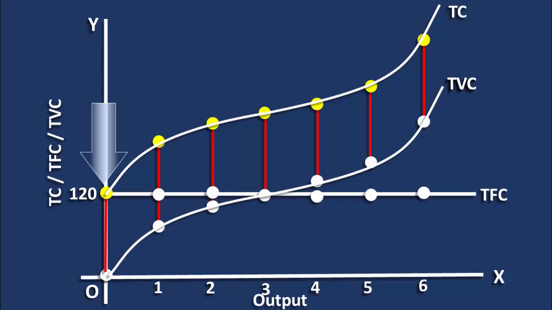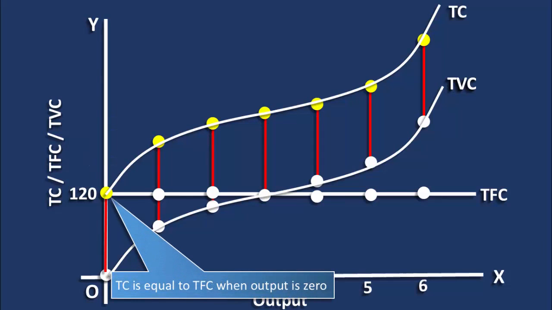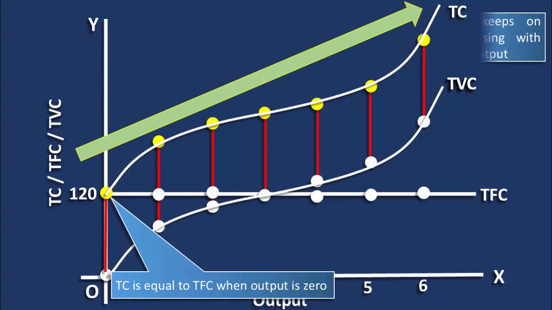By way of conclusion, let us look into the characteristic features of the total cost curve. Total cost is equal to total fixed cost when output is 0. From then on, total cost keeps on increasing with the output.